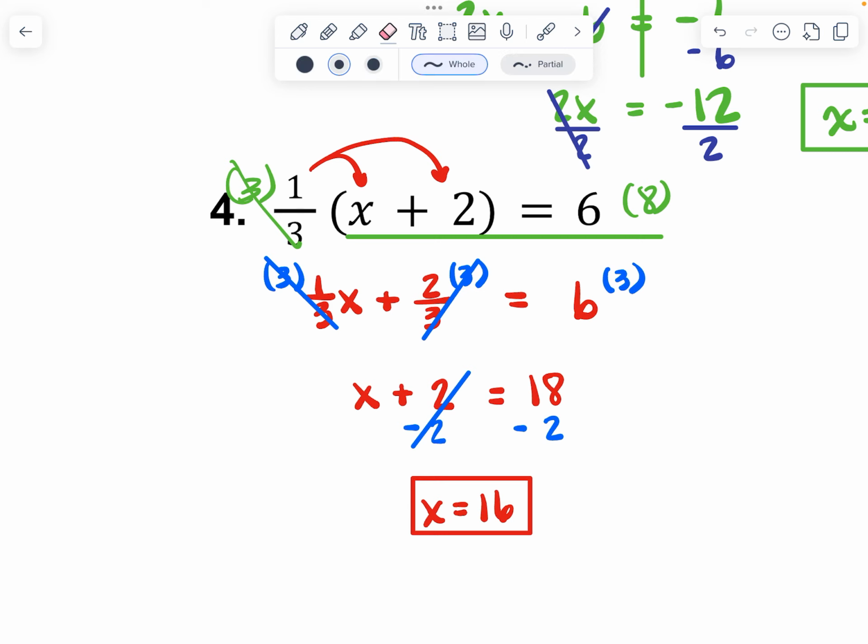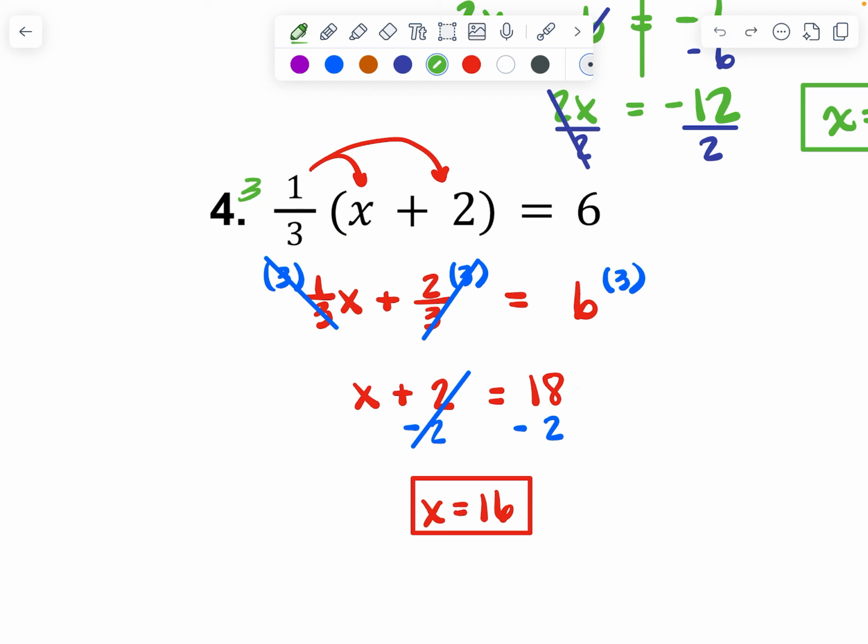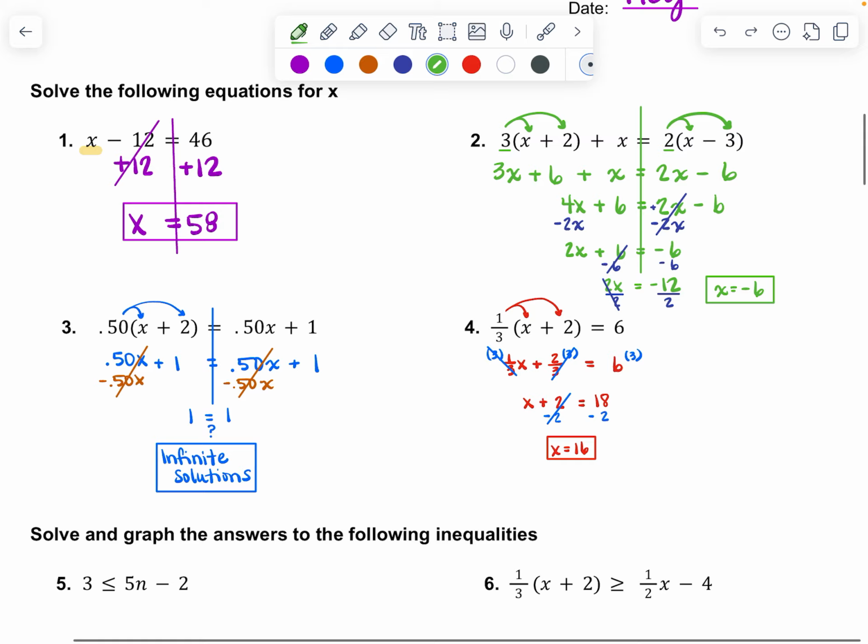Sorry, I don't know why I just wrote 8 right there. That's so silly. Sorry about that. So you automatically get to your x plus 2 equals 18 step that we got right here, right? So that does get you there a little bit faster. But again, I just want you to stick with the plan and stick with the solution strategy and just use that all the time, right? So we don't get confused.